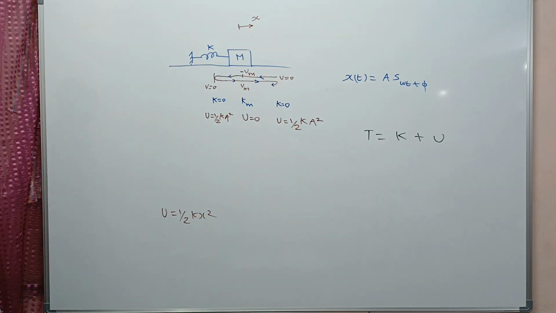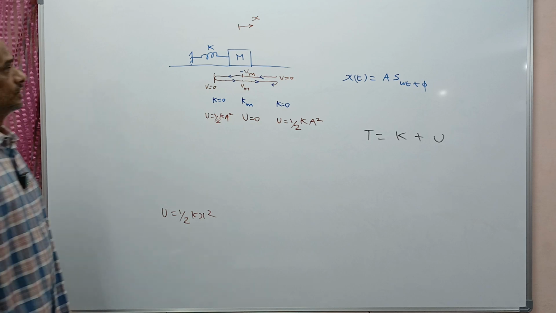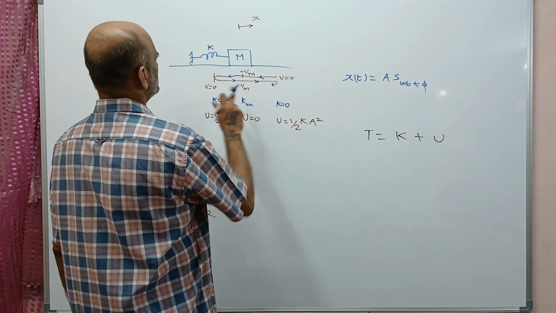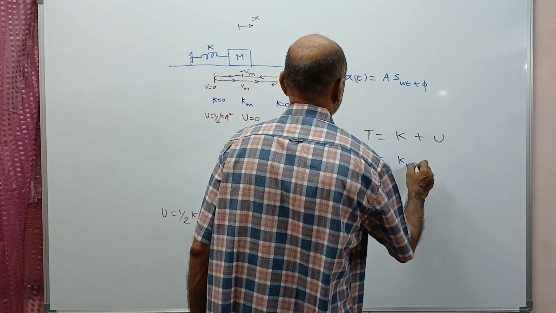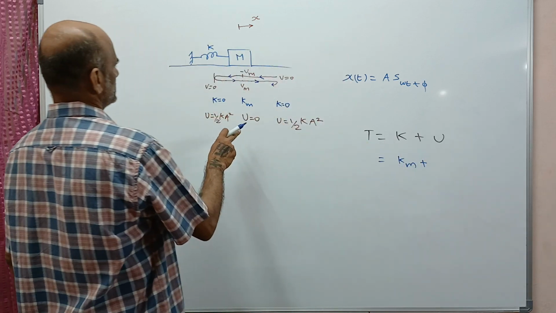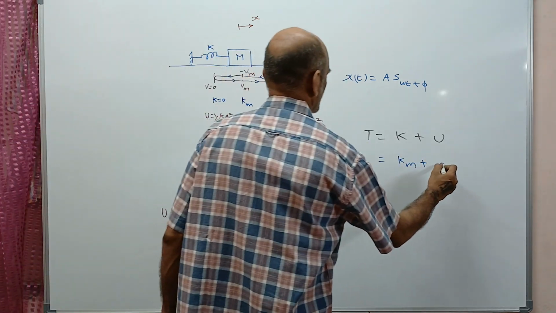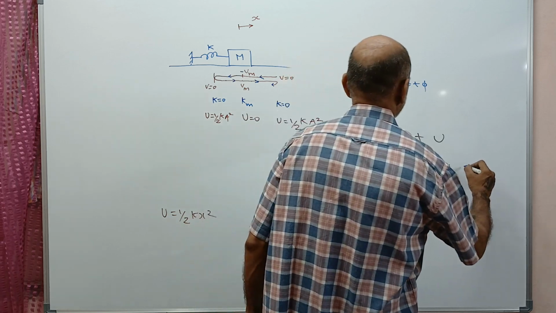But there are two convenient points at which I can find the total energy. One point is this mean position. There the kinetic energy is maximum, and the potential energy is 0 because the extension is 0. So this is the mean position.